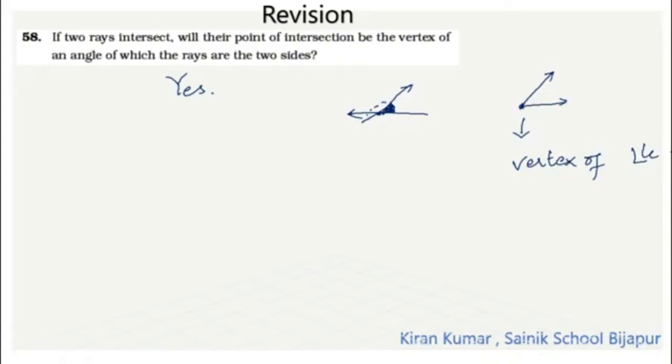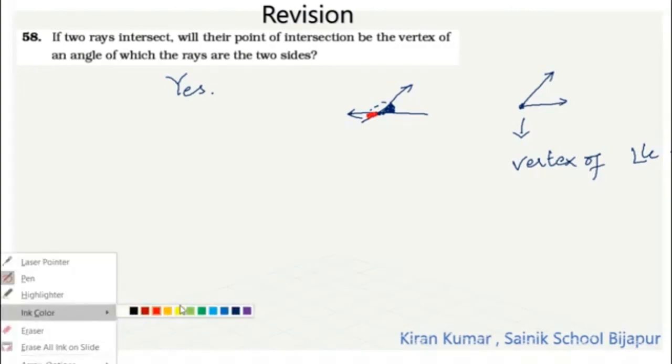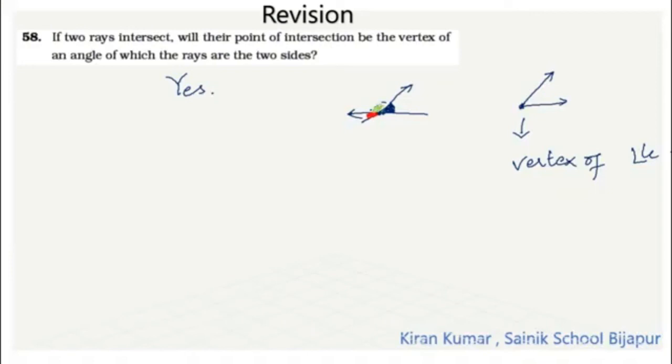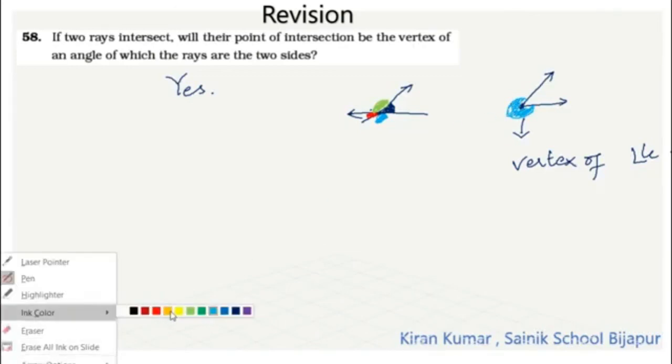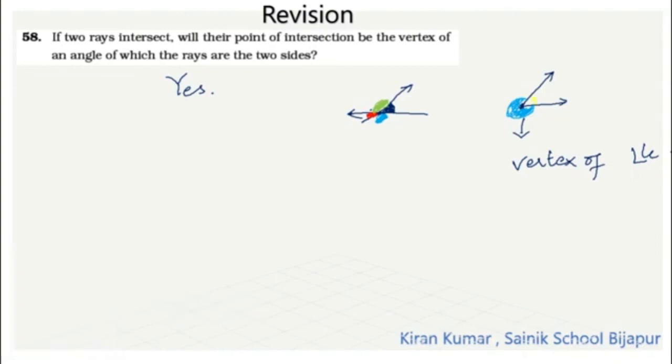This is one angle, this is another, this is another. Let me name with a different color. This is the second angle. This is the third. And this is the fourth. The four different angles are formed here. Here when we consider this is one of the angles. This one is another angle.